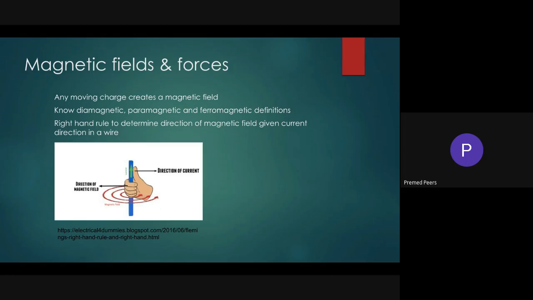And then the actual part of this that is relevant to the physics is that you need to know the right-hand rules, and there's two of them. The first one is on this slide. When you have a current in a wire, you can use a right-hand rule to determine the direction of the magnetic field when you know the direction of the current.